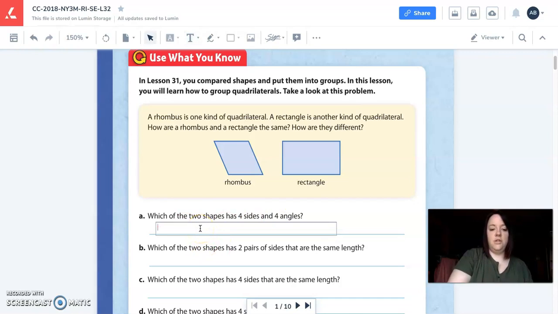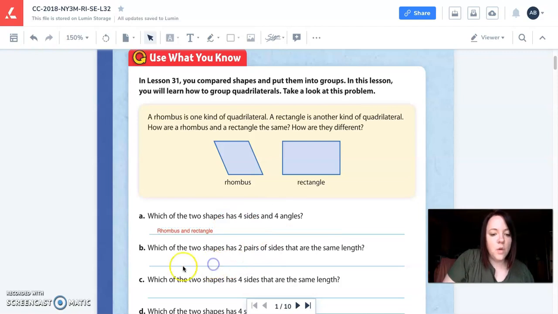Which of the two shapes has four sides and four angles? Well, let's take a look. One side, two sides, three sides, four sides. Okay, rhombus has it. One angle, two angles, three angles, four angles. Rhombus. So we're going to write rhombus. And let's see for rectangle. 1, 2, 3, 4. Looks like yes. And then angles. 1, 2, 3, 4. So, and the rectangle.